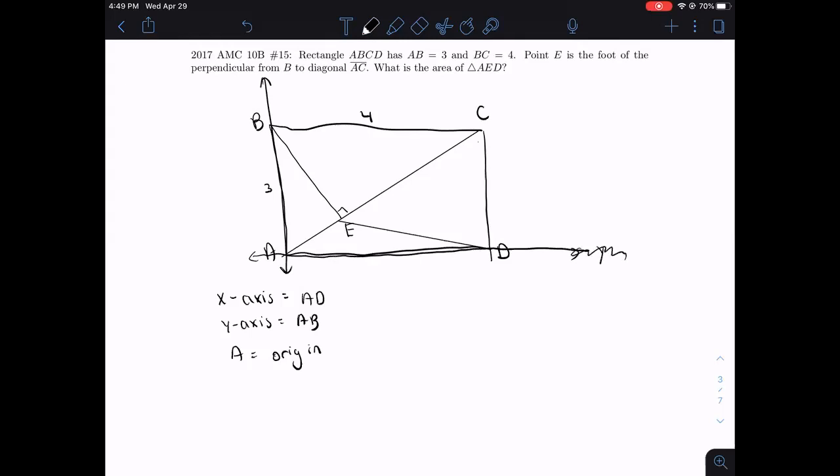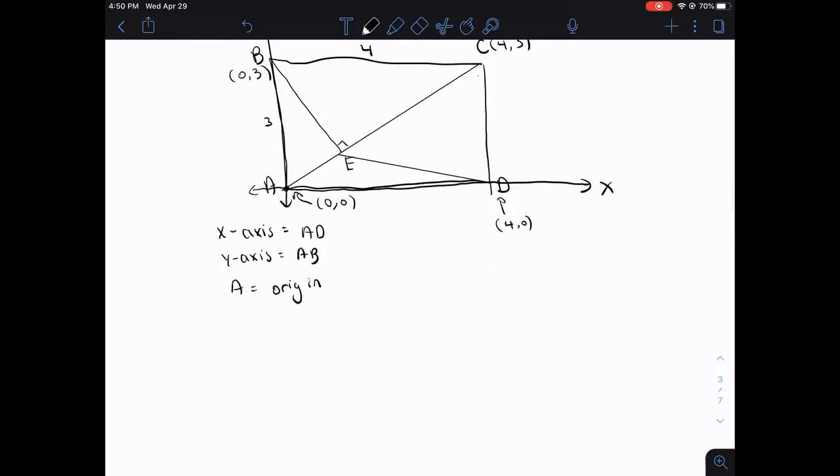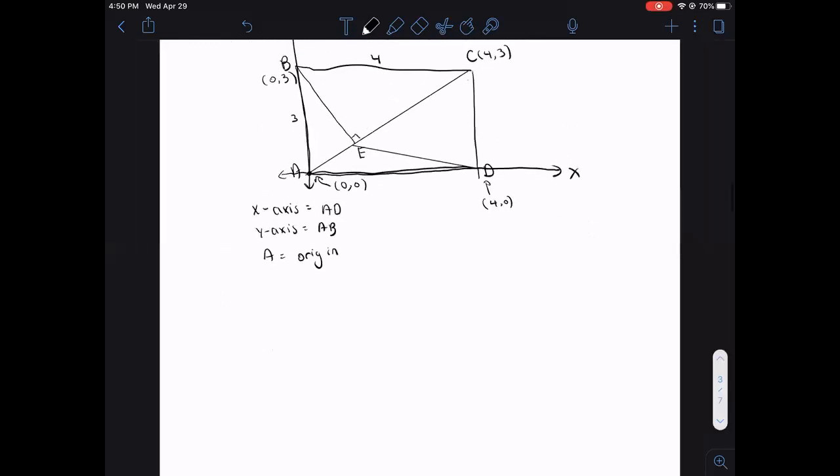I can't draw. So let's just label some points now. This is 0, 0. This is 4, 0. This is 4, 3. This is 0, 3. Okay, so let's try to find E first. So that's the first step in this problem.